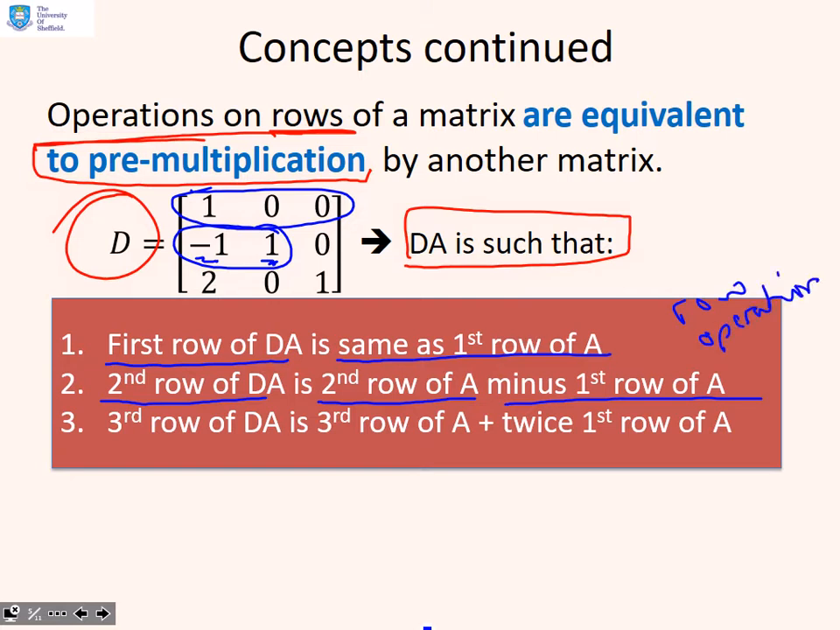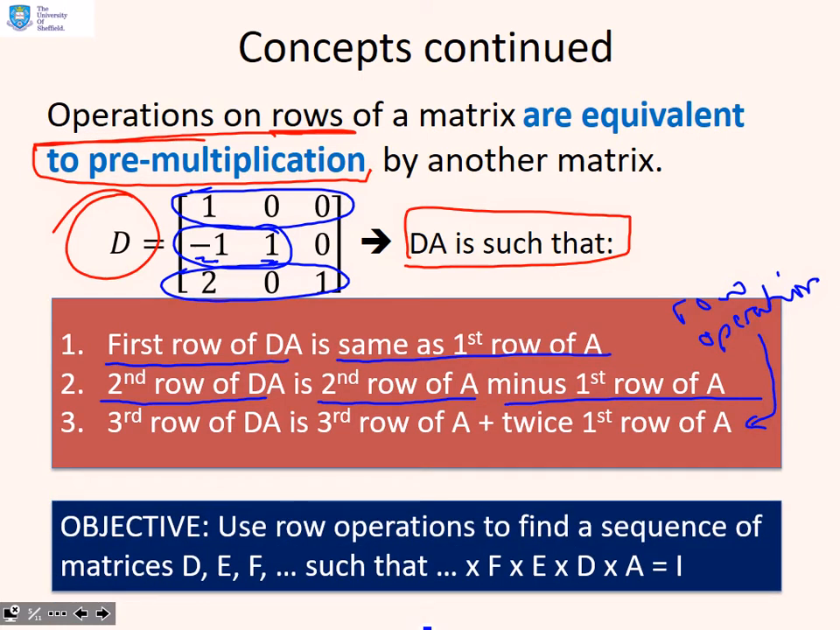And finally, if we look at the third row of D, we can see it takes twice the first row of A and adds to it the third row of A. So again, we've got a row operation. So what you see is pre-multiplying on the left by D has given me row operations on A. And remind ourselves that our objective was to look for row operations to find a sequence of matrices D, E and F such that we can essentially find the matrix inverse. But the key thing is that these matrices can be represented as row operations or vice versa. So by defining a row operation, such as this one here, in essence, I'm defining the matrix D.